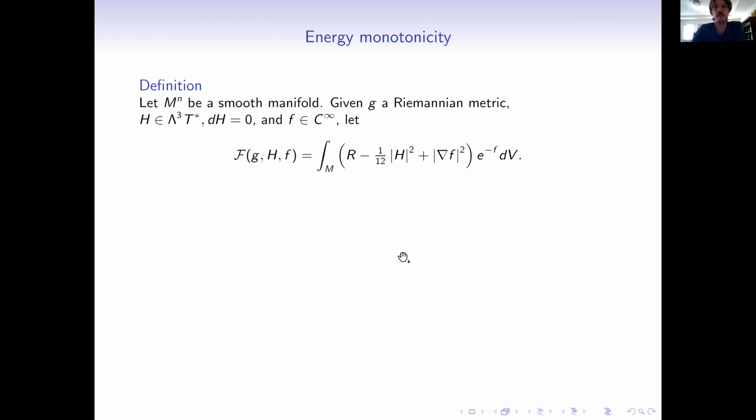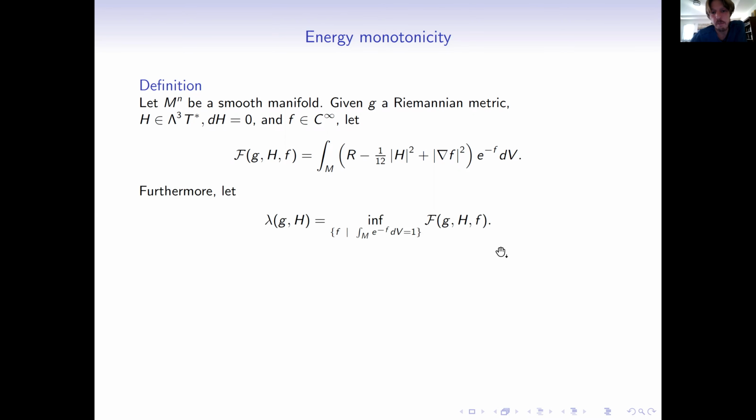Again, this is a review, but let's just recall. If I have M^n a smooth manifold, g a Riemannian metric, H a closed 3-form, and then a smooth function f, then I have this energy F(g,H,f), which is the following. This quantity, R − (1/12)|H|² + |∇f|², is like the generalized scalar curvature that Mario mentioned, and then we integrate it against this density e^{−f} dV. For those who know Ricci flow theory, of course, this is just Perelman's F in the case that H is 0.